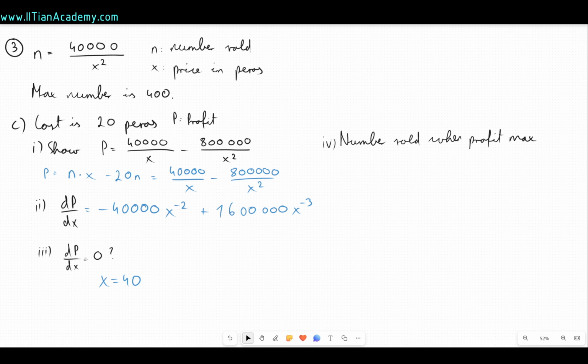Then in part 4, we need to find the profit when the number of smoothies sold is maximized. So all we need to do here is plug in 40 into this formula. So 40,000 over 40 minus 800,000 over 40 squared.